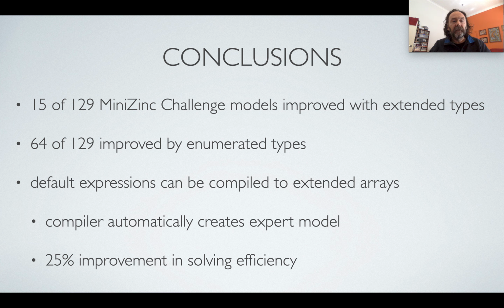We checked how often these enumerated types or extended enumerated types appeared in the MiniZinc challenge models, and out of 129 models, we saw usages of extended enumerated types in 15. 64 of them could use enumerated types, so enumerated types are very powerful. And we also looked at default expressions and compiling of arrays, and we extended the compiler to automatically create that expert model, and we could see a 25% improvement in solving efficiency from the baseline if-then-else expression.